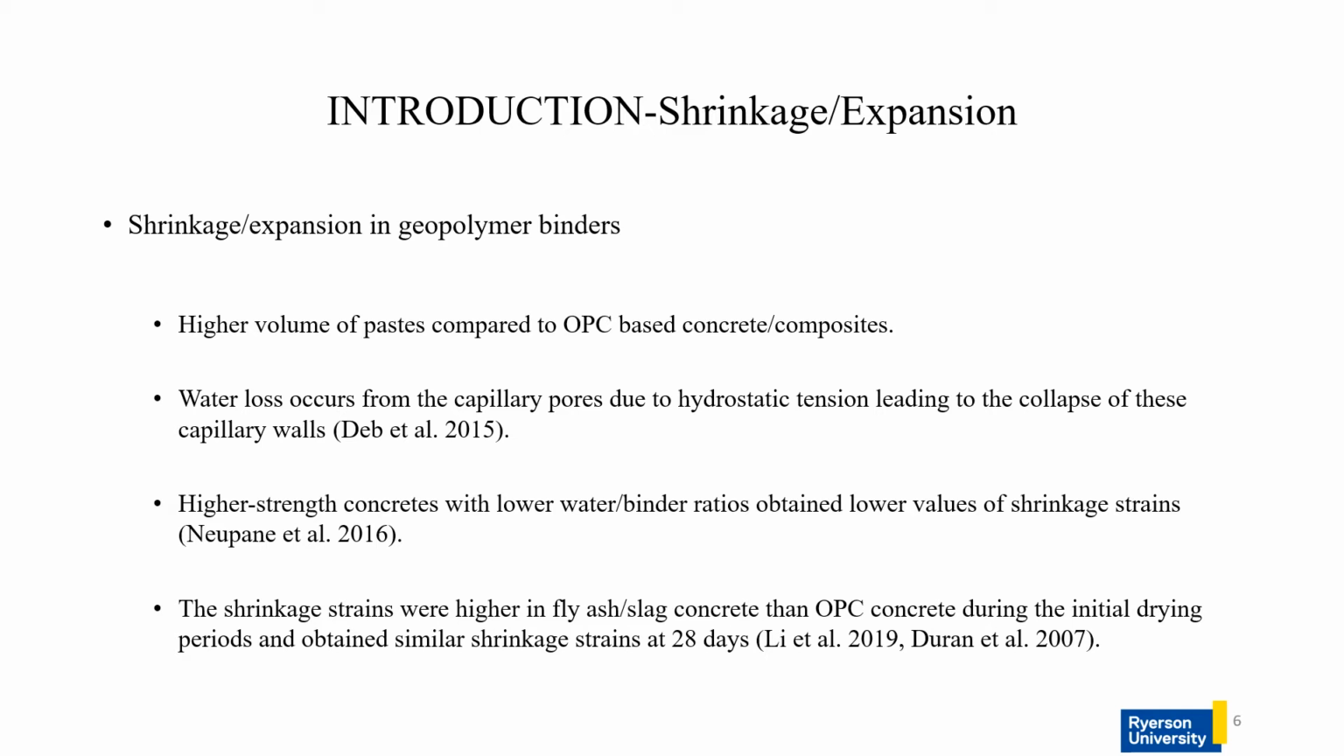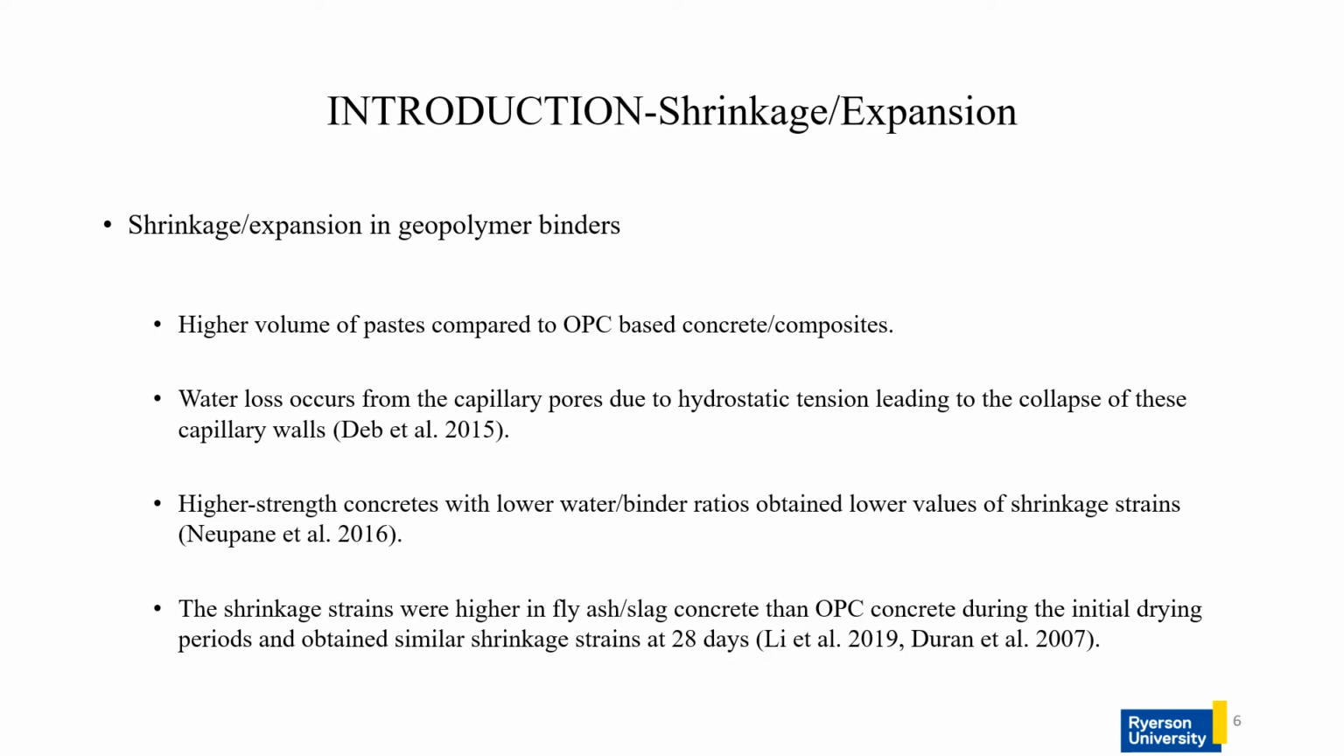The literature available on shrinkage and expansion indicates that the paste content in geopolymer concrete is relatively higher as compared to OPC-based concrete. That's why we have higher chances of shrinkage in geopolymer-based concrete. The shrinkage mechanism involves water loss from the capillary pores due to the hydrostatic tension, leading to the collapse of these capillary walls. Higher strength concrete with lower water binder ratios obtains lower values of shrinkage strain.